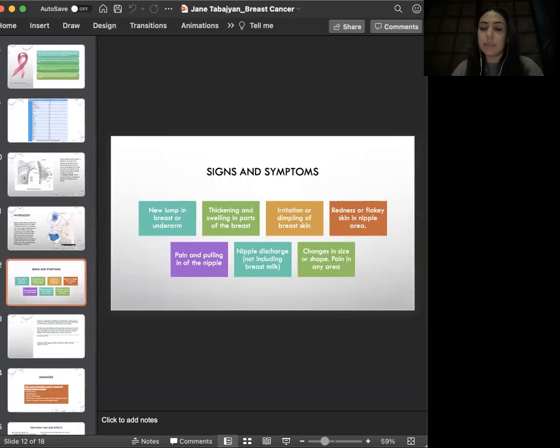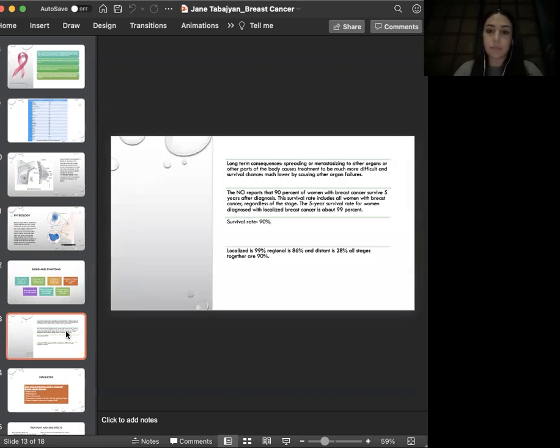Some signs and symptoms of breast cancer include new lumps in the breast or underarm, thickening and swelling in parts of the breasts, irritation or dimpling of the breast skin, redness or flaky skin in the nipple area, pain and pulling of the nipple, nipple discharge, and changes in size or shape of the breast.